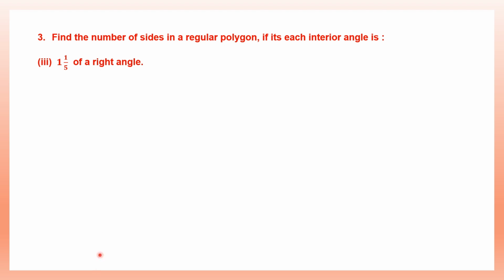Third one. This time the interior angle is 1 1/5 of a right angle. So let's work this out first. First convert this: 5 ones are 5, plus 1 is 6. So that is 6 by 5 of, which means multiply, into a right angle, which is 90 degrees. Now let's cancel. 5 into 18 is 90. Now let's multiply 18 into 6, and that is 108 degrees. So that means the interior angle is 108 degrees.